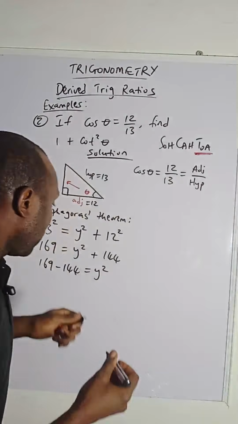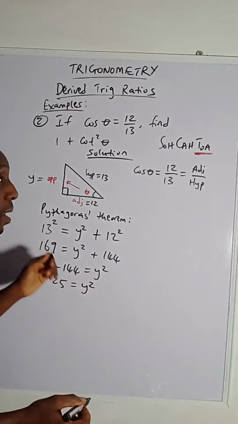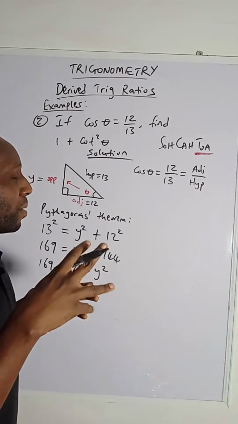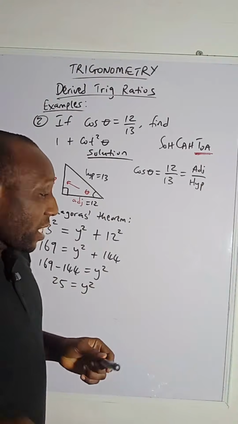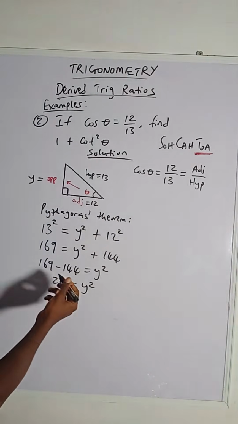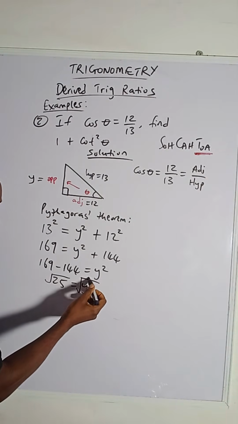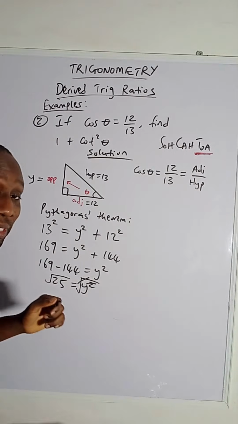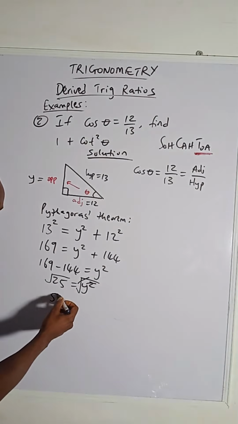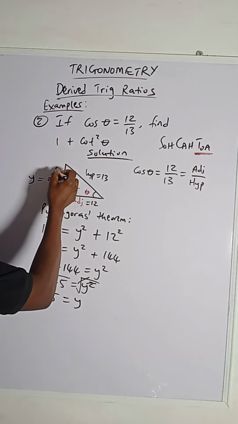That's 25, right? Although this is a popular Pythagorean triple, I still have to do this for those who need to understand how this is gotten. The square root cancels the square, and the square root of 25 is 5. So the third side is 5.